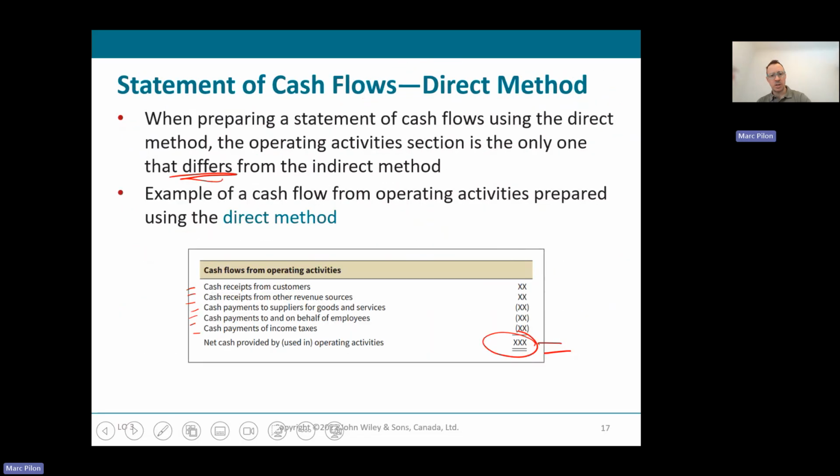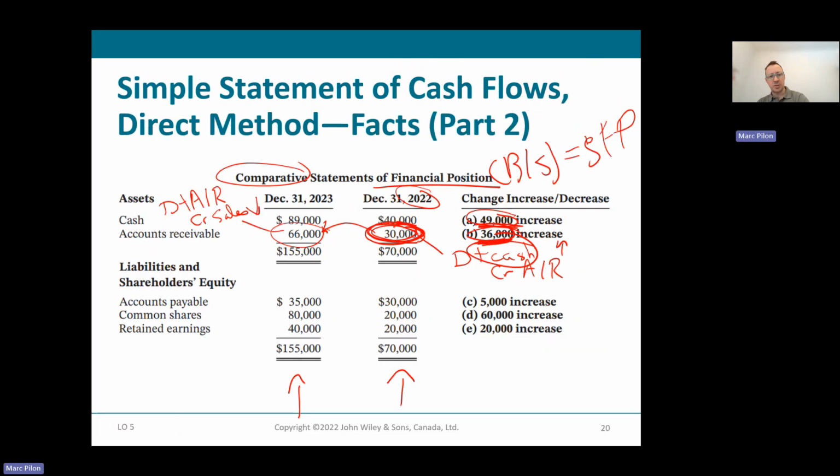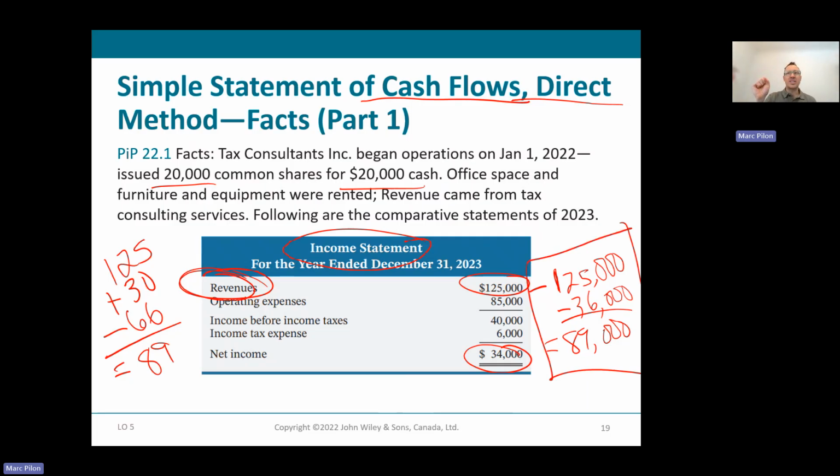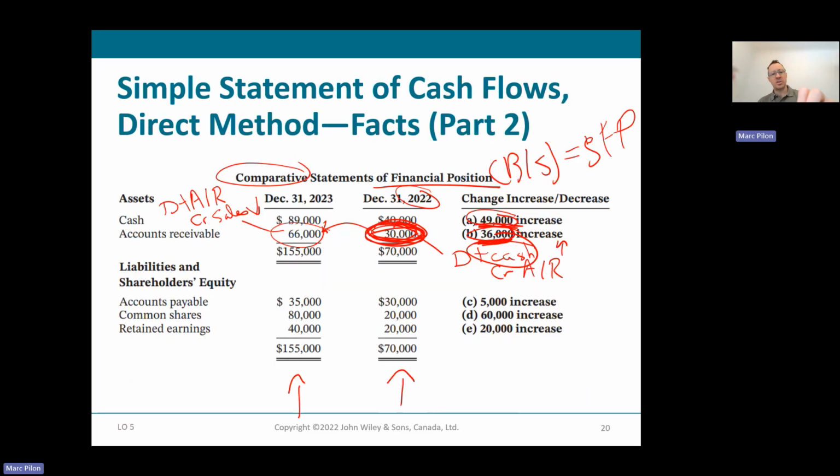Sorry, where am I? 125 plus 30 here minus, what did I say? 66 gives me my 89. Okay, you could conceptualize it either way as you're learning. You can look just at the change, but if you're like, I still don't get it, then look at it balance by balance. You get this, or you pay it when we look at liabilities down here, or you didn't get it. Depending if we're talking about accounts receivable or accounts payable.